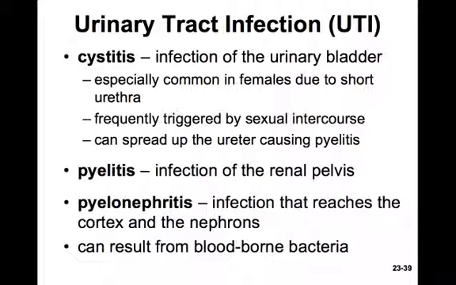And these infections can spread up into the ureter, and they can cause pyelitis, which is infection of the renal pelvis, so that becomes a kidney infection at that point. And if it actually reaches the cortex, into the substance of the kidney, it will be called pyelonephritis. In addition to being a result of bacteria coming from the external environment in through the urethra, we can also find urinary tract infections coming from blood-borne bacteria that make their way into the urine filtrate.